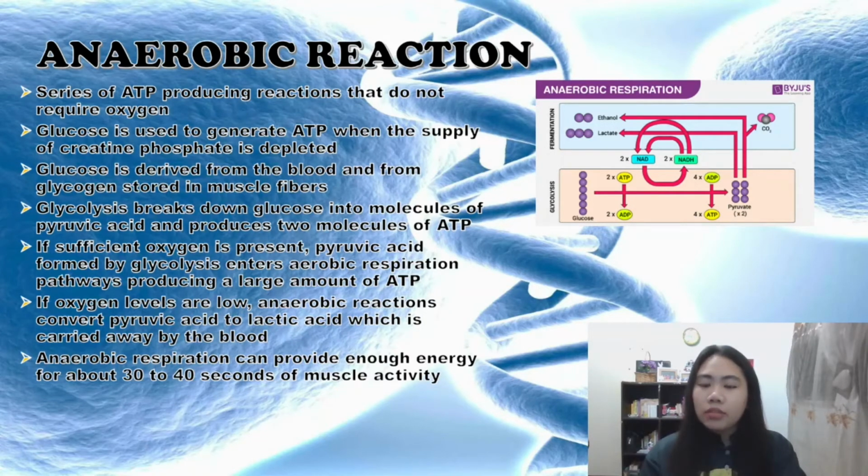Glycolysis breaks down glucose into molecules of pyruvic acid and produces two molecules of ATP. If sufficient oxygen is present, pyruvic acid formed by glycolysis enters the aerobic respiration pathway, producing a large amount of ATP. If oxygen levels are low, anaerobic reactions convert pyruvic acid to lactic acid, which is carried away by the blood. Anaerobic respiration can provide enough energy for about 30 to 40 seconds of muscle activity.